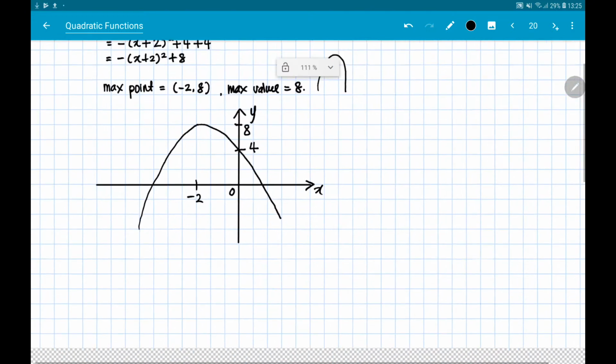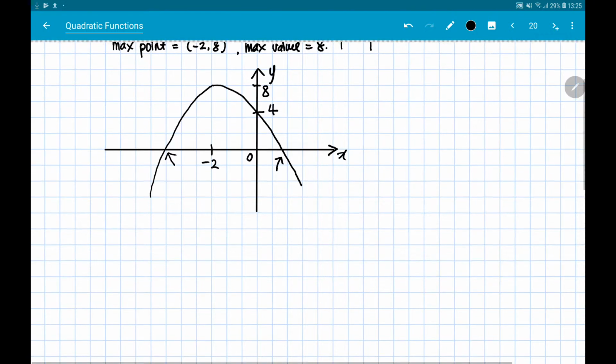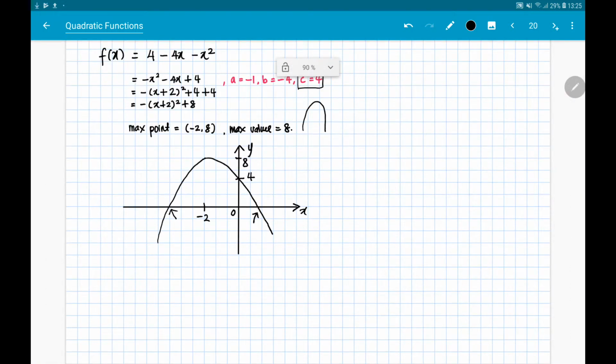Okay, now notice that we have got one value here on the x-axis which we do not know yet, and we have got one more over here which again we don't know. Okay, we can determine those numbers. Let me just draw the arrow below the x-axis here. Okay, now how do I find those numbers? Again, by factorizing the quadratic function or equation.